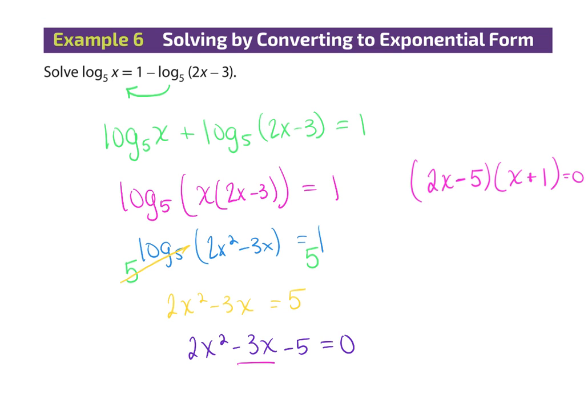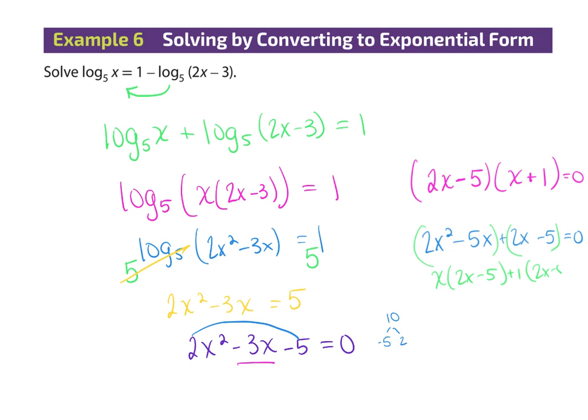Or let's say you don't remember how to do that. You can do this. Multiply across factors of 10 that subtract to give you 3, right? That's going to be what? Negative 5, positive 2. You can rewrite it: 2x squared minus 5x plus 2x minus 5 equals 0. Factor by grouping. Take out an x, 2x minus 5. Take out a 1, 2x minus 5, and you're going to see that's your factors that you're going to get.